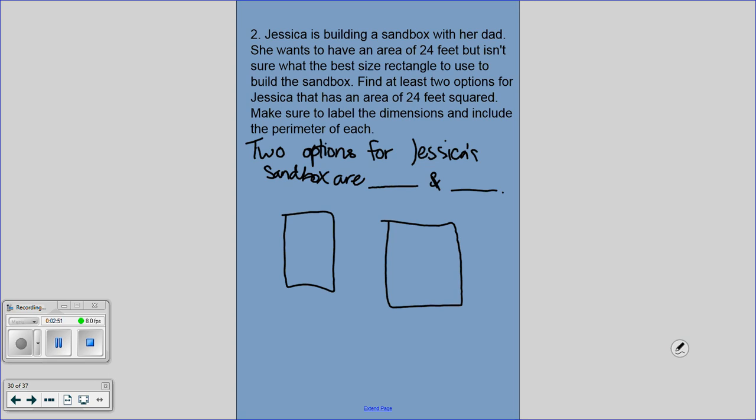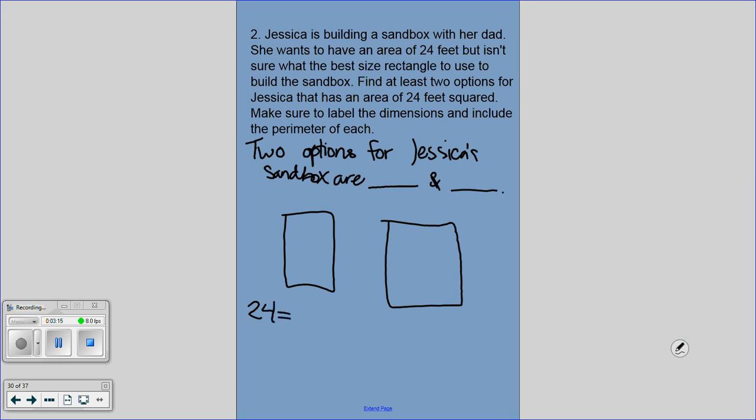The area of these boxes has to be 24. So do I know the area? Yes, it tells me right in the problem. So instead of writing A, because I normally don't know the area, this time I'm going to write 24 equals.